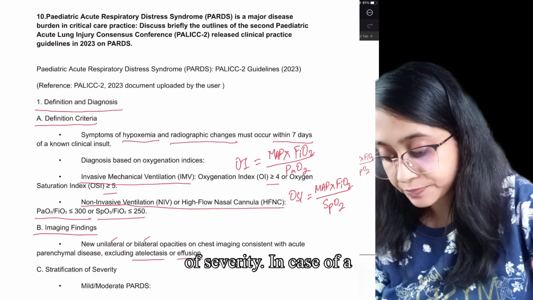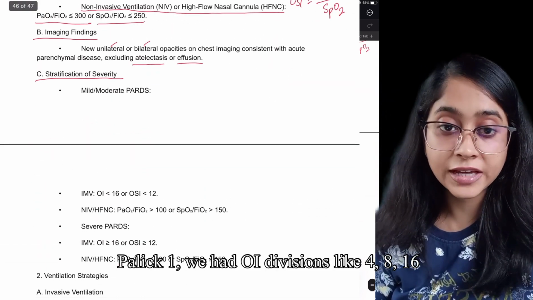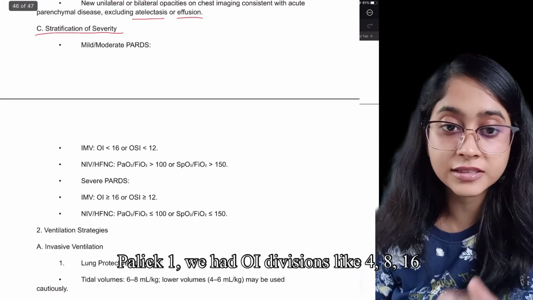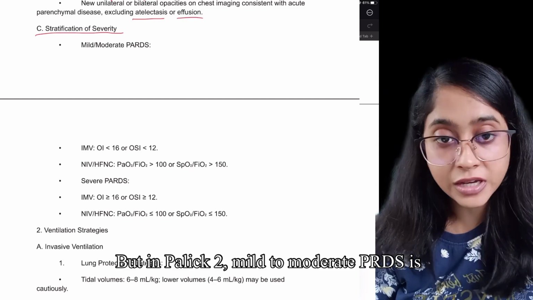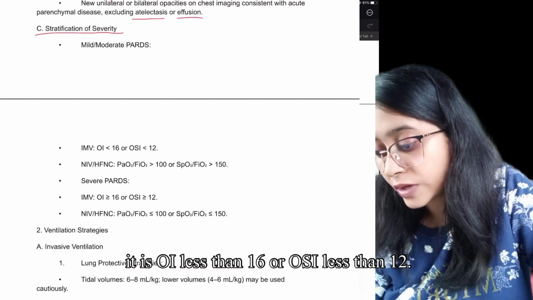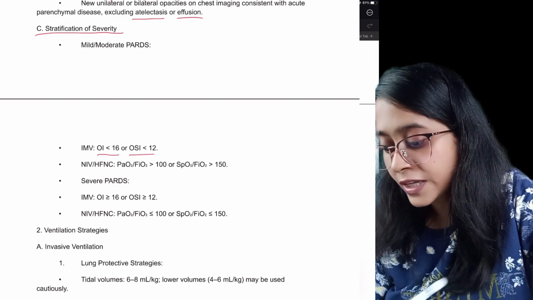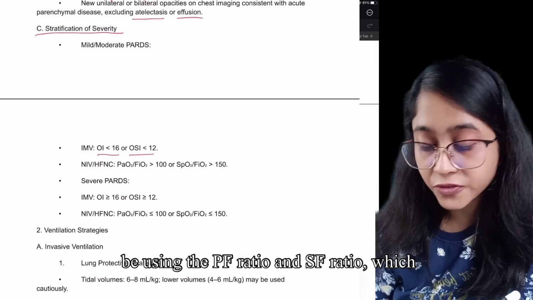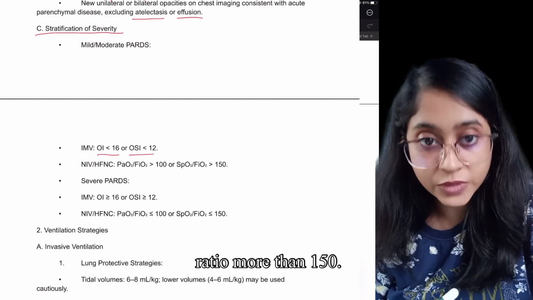Stratification of severity. In case of PALICC-1, we had OI divisions like 4, 8, 16. But in PALICC-2, mild to moderate PARDS is defined, if the patient is on IMV, as OI less than 16 or OSI less than 12. And if the patient is on NIV or HFNC, we'll be using the PF ratio and SF ratio, which will be PF ratio more than 100 or SF ratio more than 150.